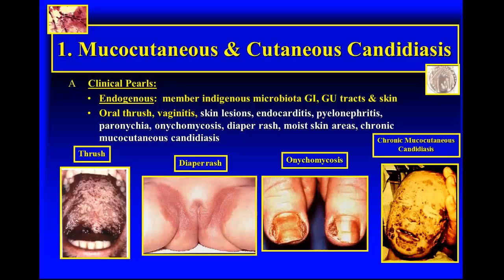And this is rare chronic mucocutaneous candidiasis, a type of chronic granulomatous disease where it's an immunologic aberration. They produce these horns, those granulomas, but they just cannot eat the Candida away, and those kids have major issues.